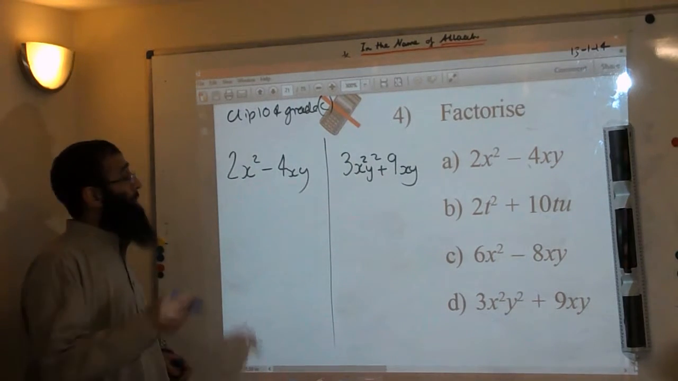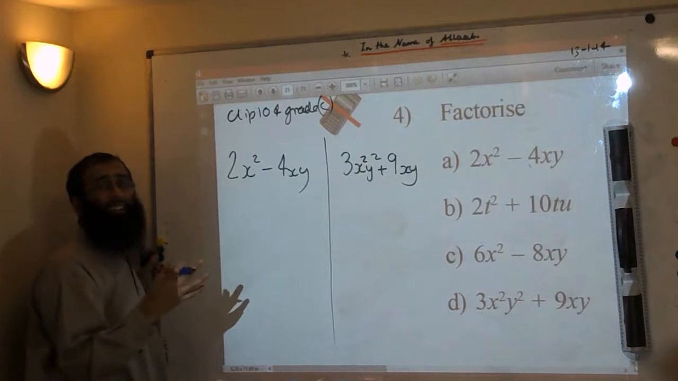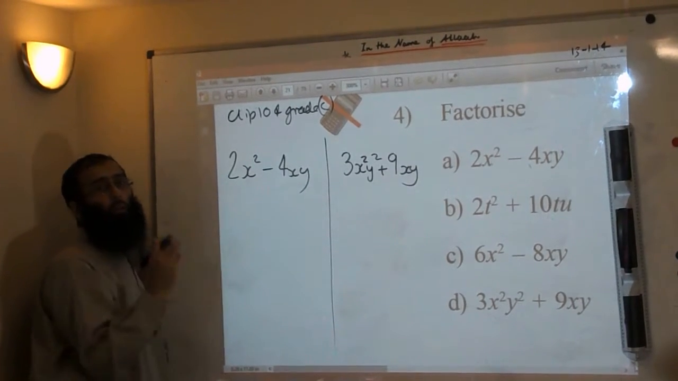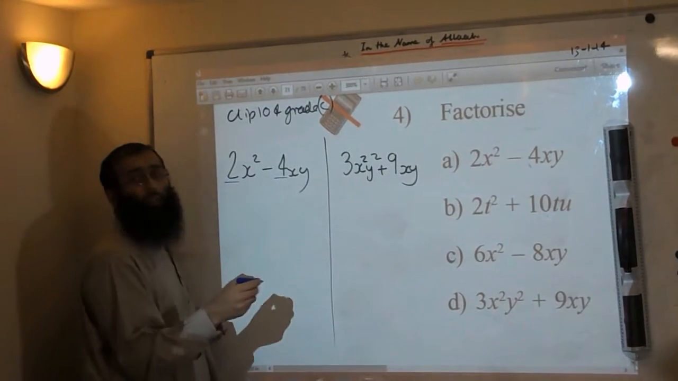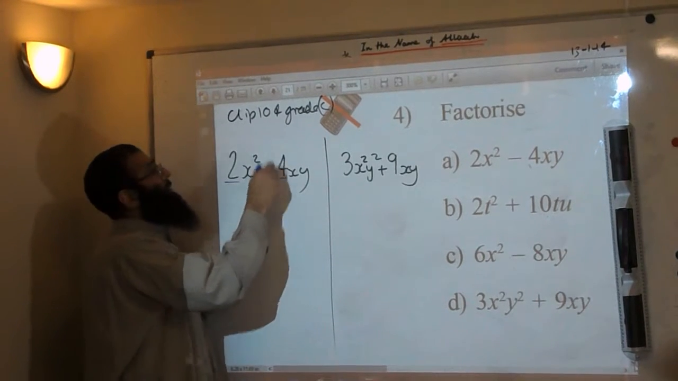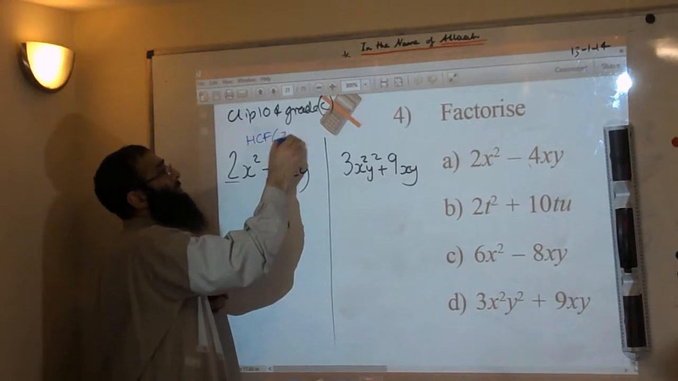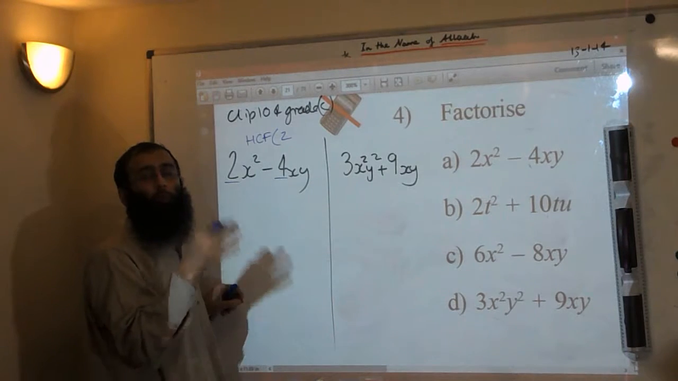Mr. Hassan, we're joined by my student Hassan today. We're looking at this question here. We need to think before we start splitting the question up. What are the common factors that we can see with our eyes? We look at the numerical parts first. We have a 2 here and a -4 here. What is the highest common factor so far? The highest common factor that both have inside them is a 2. So -4 is made up of -2 times 2.